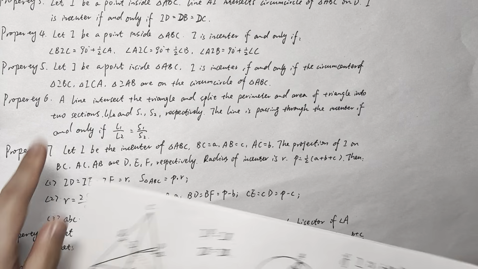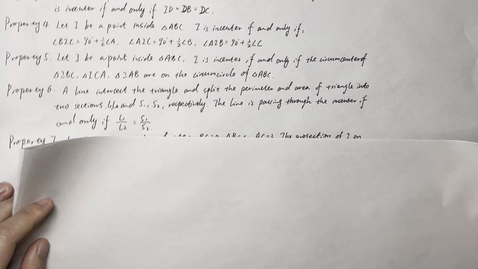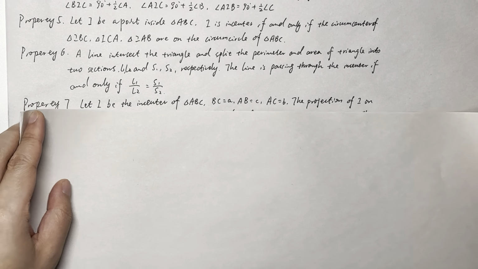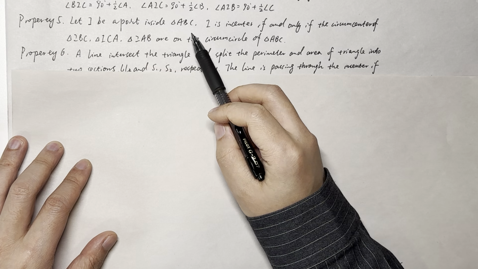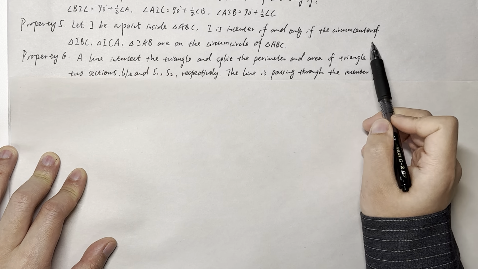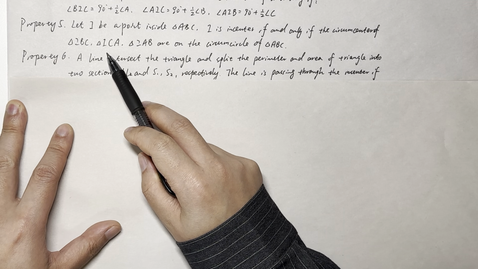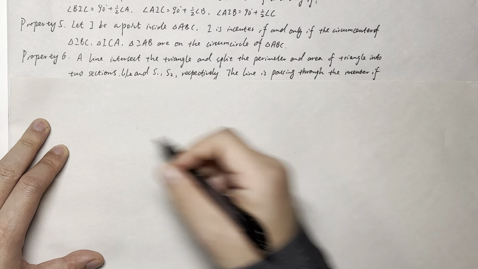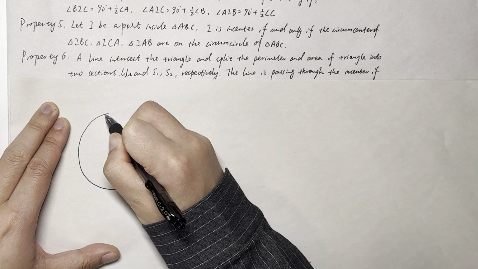So let's see property 5. Property 5 says: let I be a point inside triangle ABC. I is the incenter if and only if the circumcenters of triangle IBC, triangle ICA, and triangle IAB are on the circumcircle of triangle ABC. So let's draw it here.